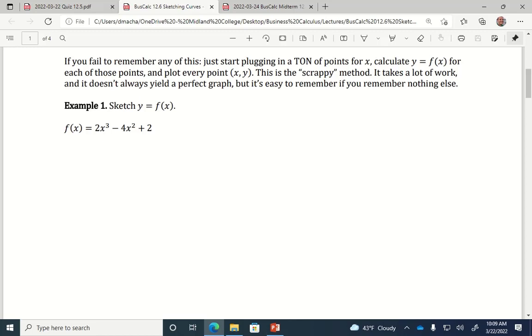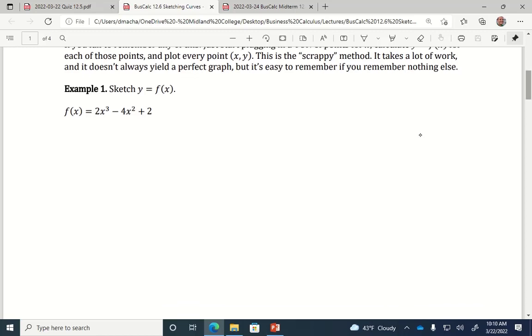That's not always going to give you a perfect graph, and it takes a lot more work, but it's super easy to remember, right? Everybody can remember, oh, I'm just going to take a ton of values for x, calculate the value for y, and plot points, connect the dots. Super easy to remember. That's why I call it the scrappy method. If you forget all of the elegant methods that we learn in math class, then you can always resort to just a bunch of elbow grease.